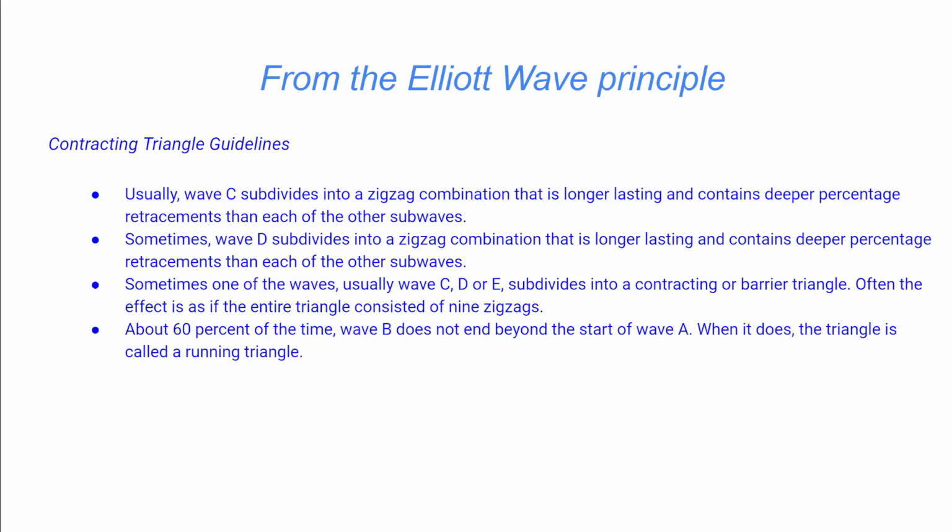Sometimes one of the waves, usually C, D or E, subdivides into a contracting or barrier triangle. Often the effect is as if the entire triangle consisted of 9 zigzags. About 60% of the time, wave B does not end beyond the start of wave A. When it does, the triangle is called a running triangle. So let's go to the visuals.